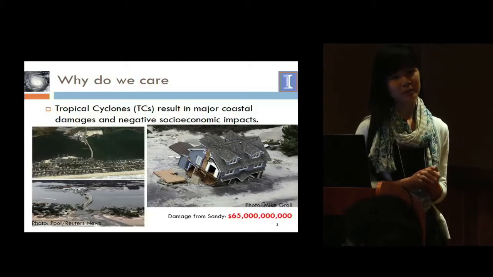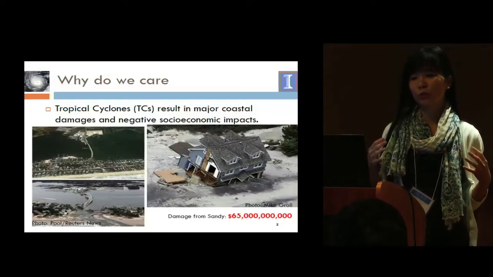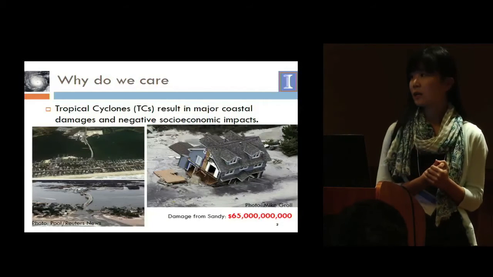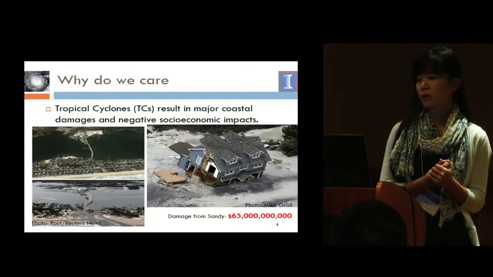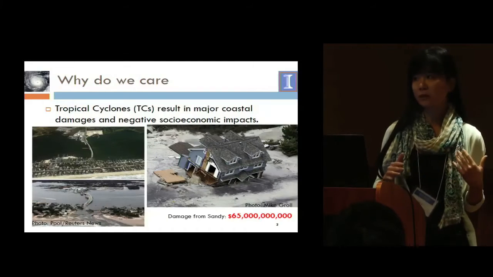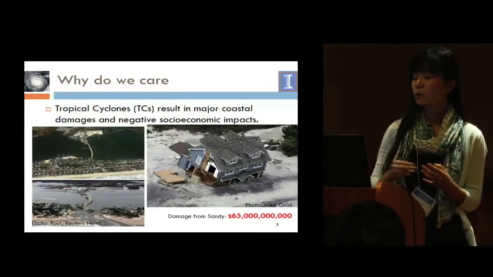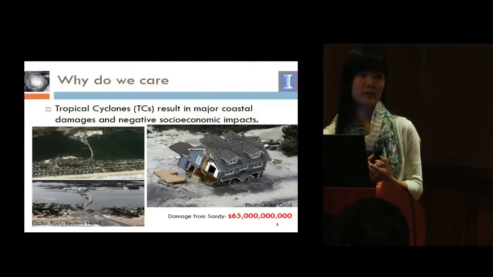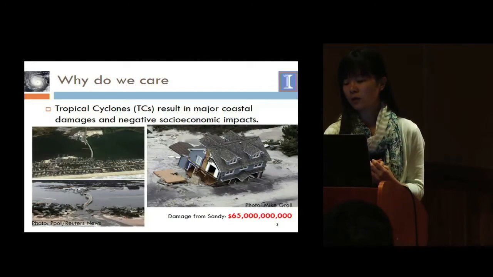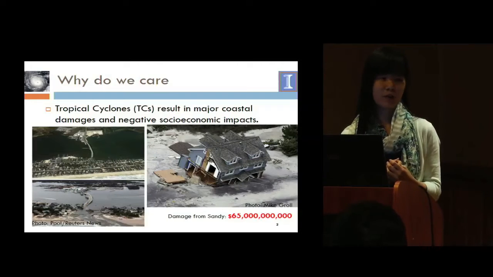So, tropical cyclones are these giant, brutal storm systems over the ocean. And they could cause major coastal damage and pose tremendous threats to lives and properties in the coastal area. These photos are just a glimpse of the aftermath of Hurricane Sandy in 2012, which cost the United States $65 billion.